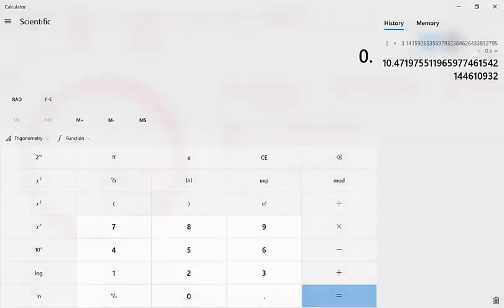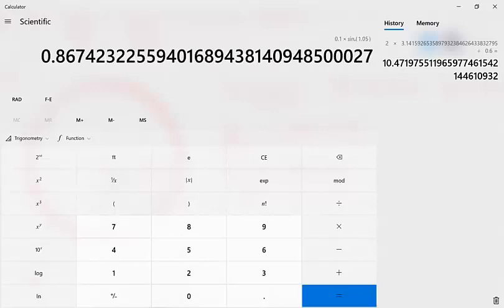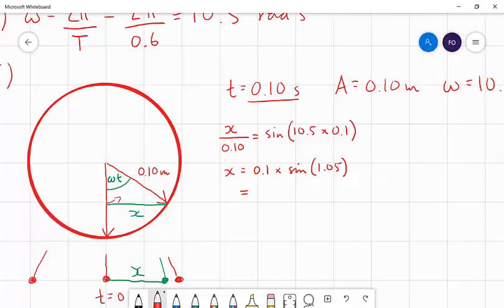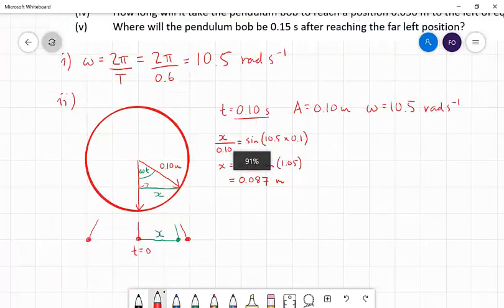So 0.1 times the sine of 1.05, and I am in radians, which gives us 0.0867, or 0.087 meters. So it's almost out at its maximum position, which was 0.1, but not quite. Okay, so the next part.